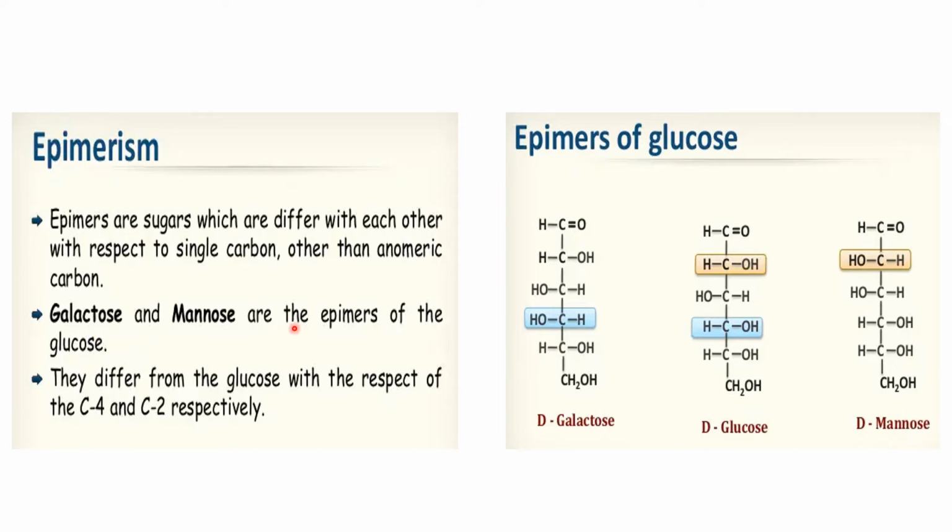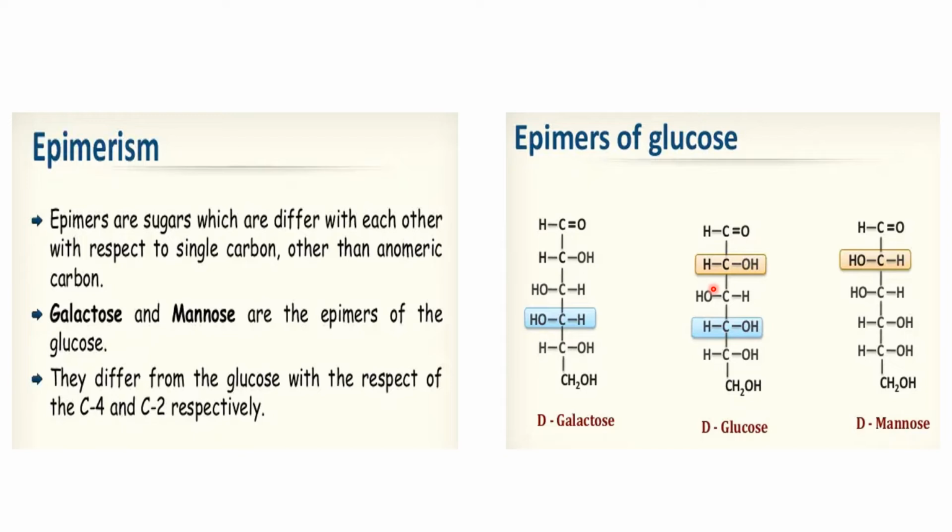Galactose and mannose are the epimers of glucose. So they differ from glucose with respect to C4 and C2. Here we are taking an example. For example, we know the glucose structure: CHO, CHOH, COHH, HOH. Here only in the third carbon, the OH position is on this side.